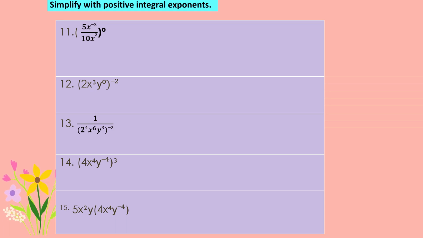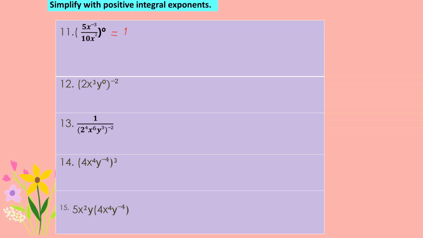So, number 11, 5x raised to the negative cube divided by 10, x squared, the quantity raised to 0 is equal to 1. So, again, any number which is raised to the 0 is equal to 1. Kahit anong hirap pa yung nasa loob, basta lahat siya ay naka-raise to 0, ang magiging sagot natin ay 1.